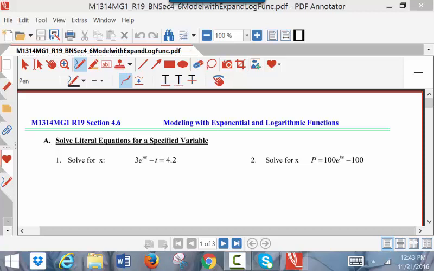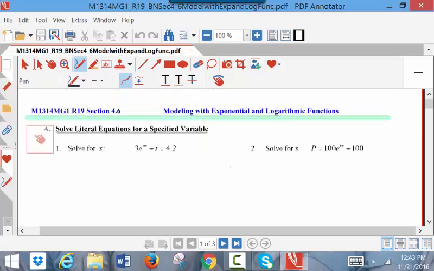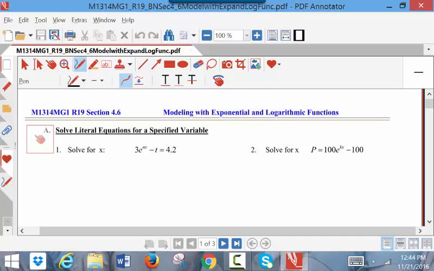So we're going to talk about applications of exponential functions in section 4.6, again limiting some of the section by covering just part of it, the part that's interesting and good for you to know. So here we're starting off, it says solving literal equations for a specific variable.